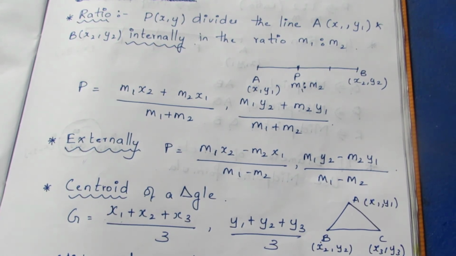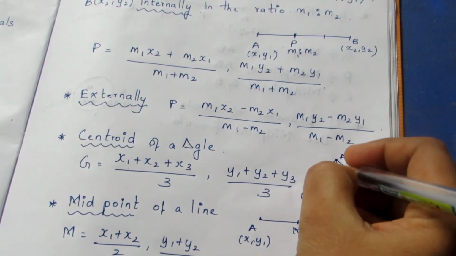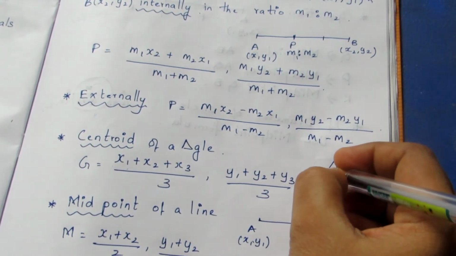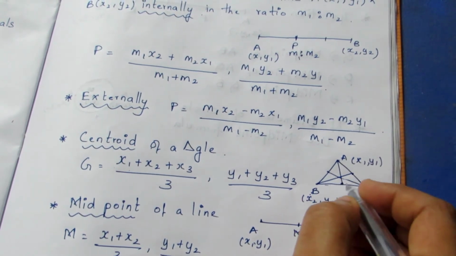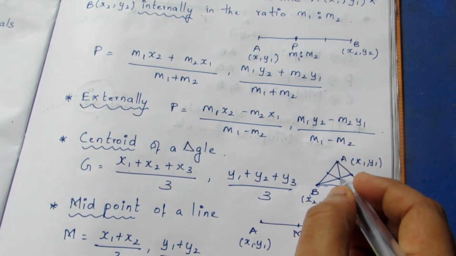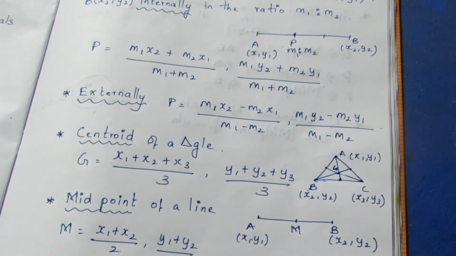We also have a centroid formula which is not in your book. The centroid is nothing but the meeting point of all the medians. A median is the line joining the midpoint of a side and the opposite vertex. The meeting of all the medians will be your centroid. The centroid formula of a triangle will be (x1 plus x2 plus x3) by 3, comma, (y1 plus y2 plus y3) by 3.